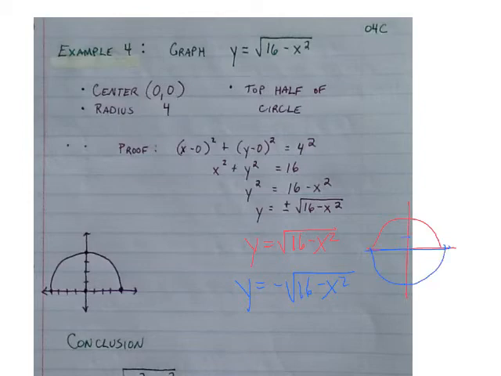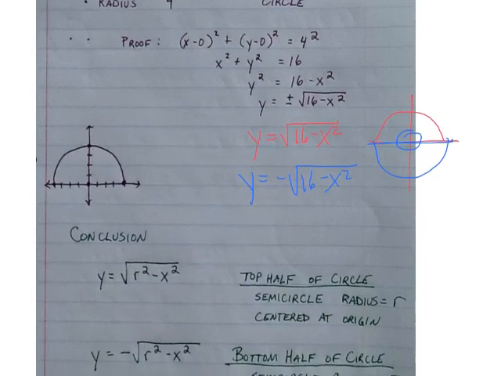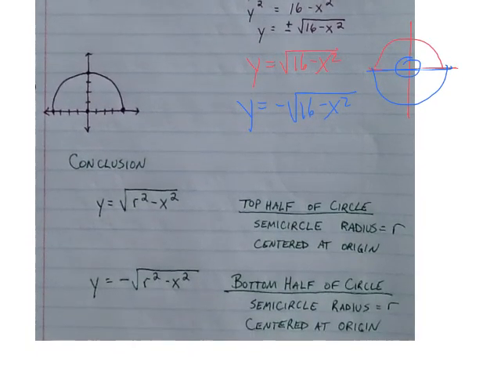Okay, isn't that like a Pokemon ball or something? All right, so the conclusion we can draw is that if we have an equation in the form of y equals the square root of a number minus x squared, that is a semicircle. More specifically, a semicircle with radius r, centered at the origin. And it's the top half of the circle. And the negative one is the bottom half.